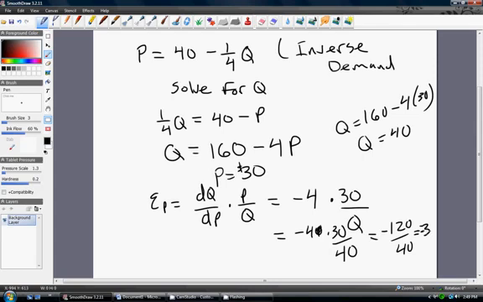So you just need to be careful in solving these price elasticities of demand. If you get an inverse demand, go ahead and solve for Q to get it into the regular demand functional form.